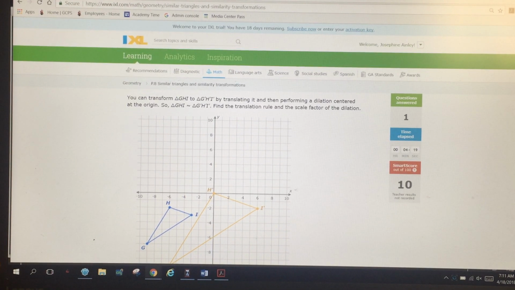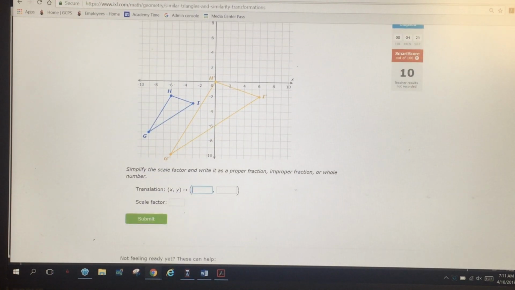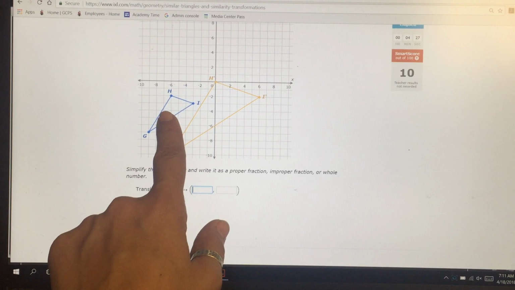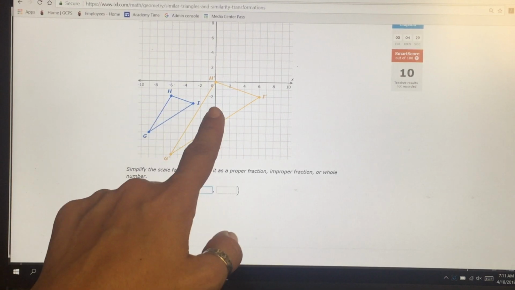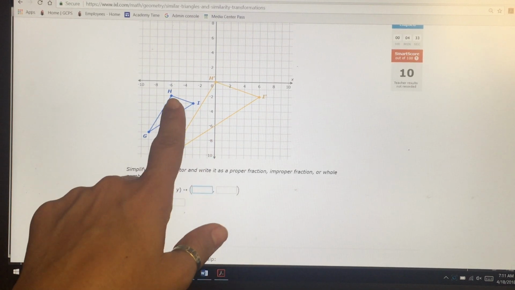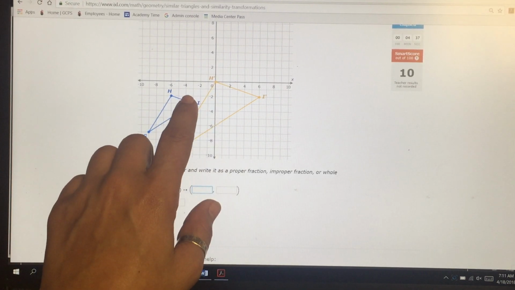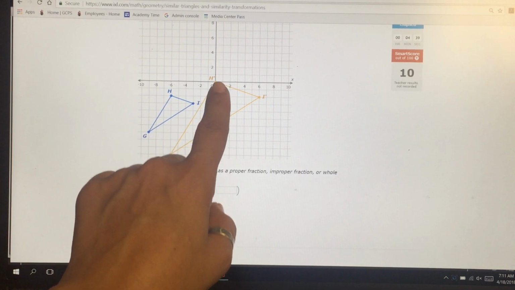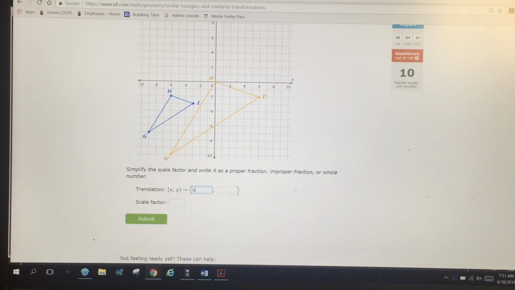All right, so again, the question is, how did I go? Which one's my old triangle, which one's my new triangle? The one with prime is always going to be my new triangle. So this is my new triangle, this is my old triangle. So what did I do? I moved it and I made it bigger. So how did I move it? Let's pick a point H. How did I move it there? It went 1, 2, 3, 4, 5, 6, and up 2. So it went right 6, so that's x plus 6.